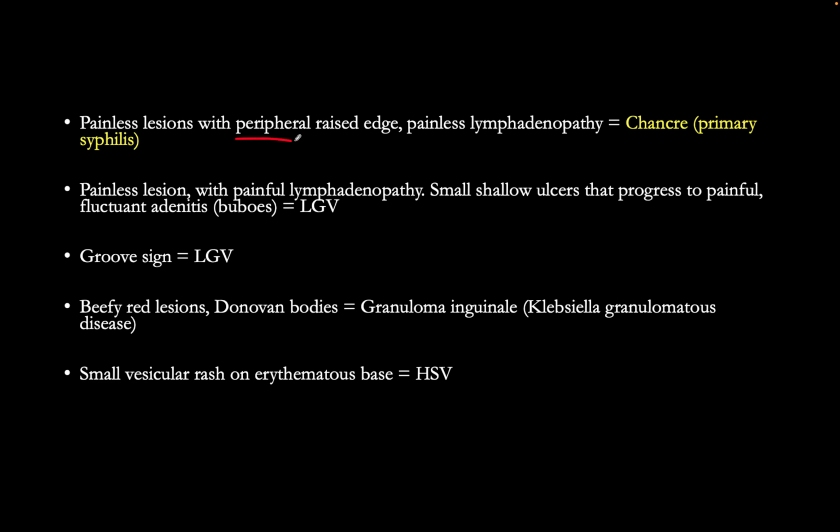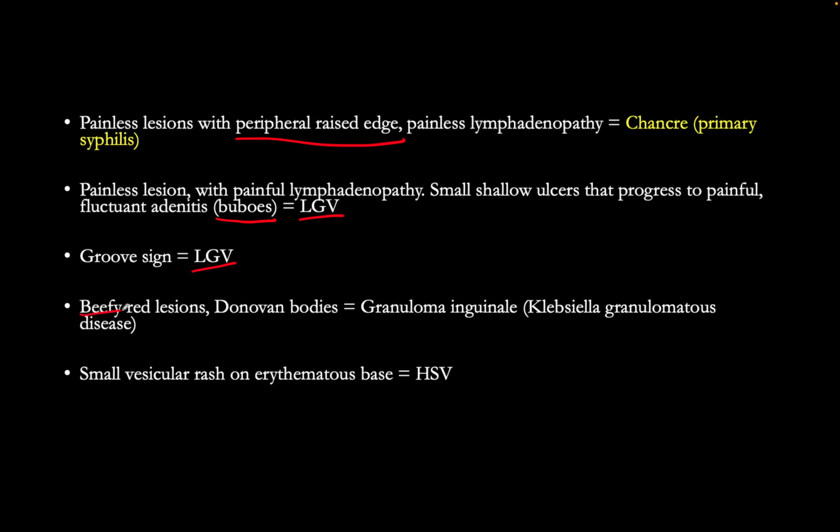is just a good old chancre. This is a painless lesion with a peripheral raised edge. Now, what they kind of contrast it to is a chancroid, which is painful, and we'll talk about that in a second. If you see the word buboes, which are just giant, painful, bacterially infected lymph nodes, kind of like the plague, that's going to be LGV. If you see the groove sign mentioned, that's also LGV.